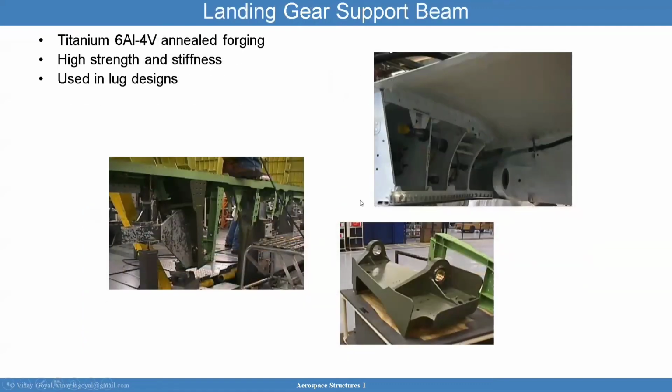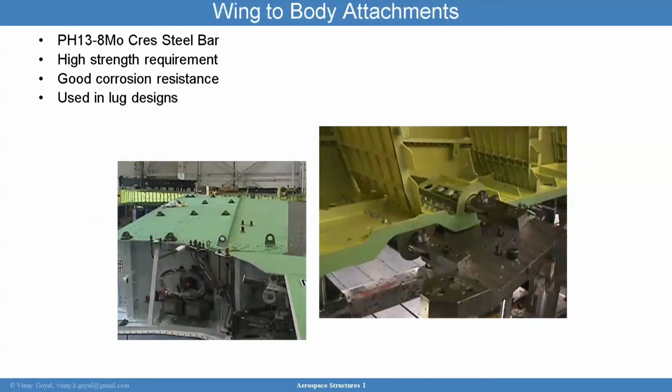The landing gear support beam tends to be a very heavy duty material, titanium and neo forging, low fracture properties, but very high strength and stiffness, and is used in a lot of these lug designs. The wing to body attachment here, typically you have a high strength requirement because you have this wing carrying the whole weight of the vehicle, and that's attached to the body. It has great corrosion resistance and is used in lug designs.